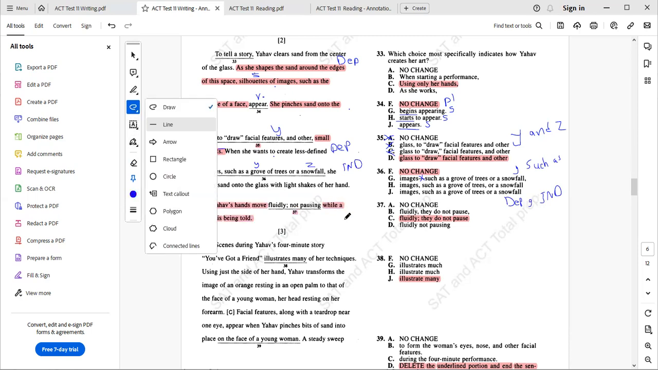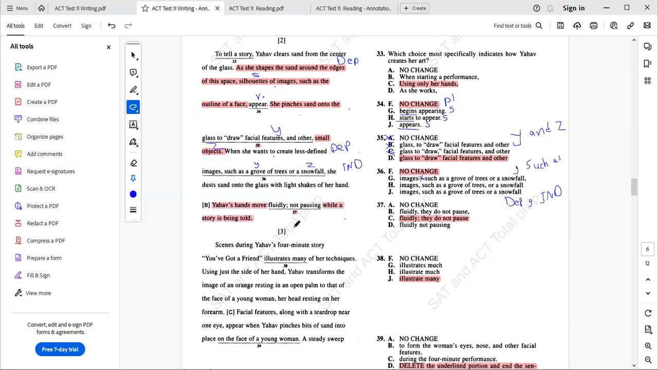Okay. Take care. If you look here, we'll find that Yava's hands move fluidly, then he said, not pausing while a story is being told. There's a problem here. I know there are two sentences, but there is a comma, and there is also "while," and "while" is dependent. So we can't put a semicolon. If you have the independent and the dependent, nothing goes between them. So this is wrong.